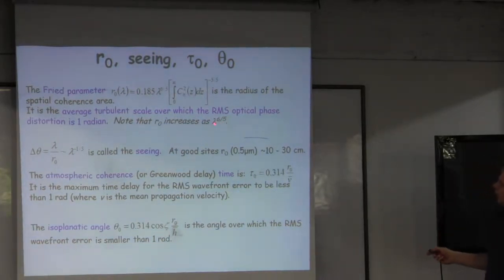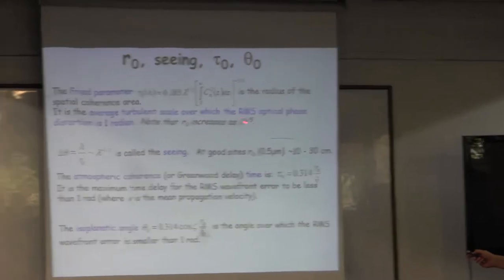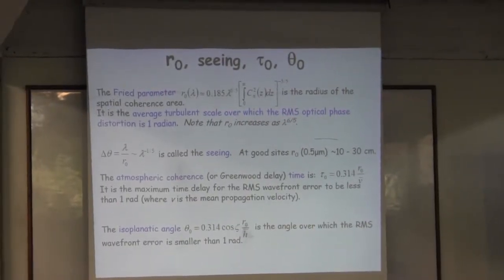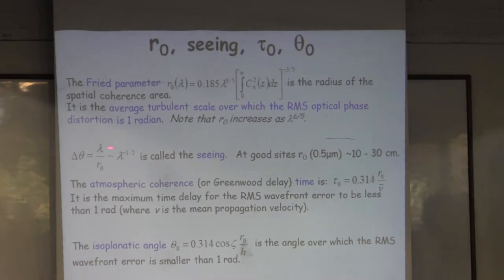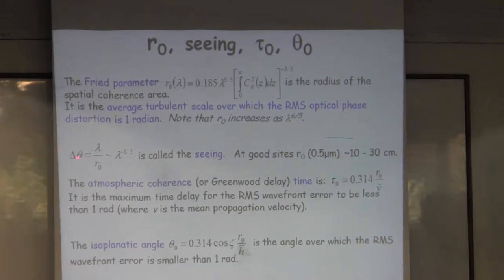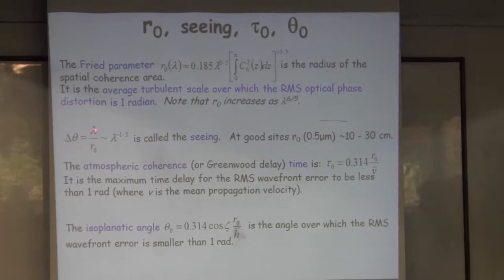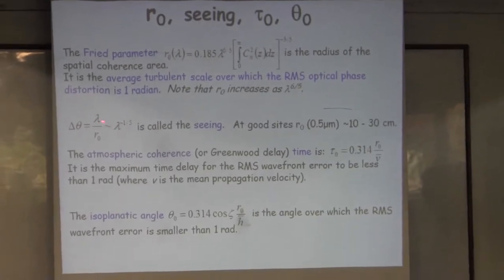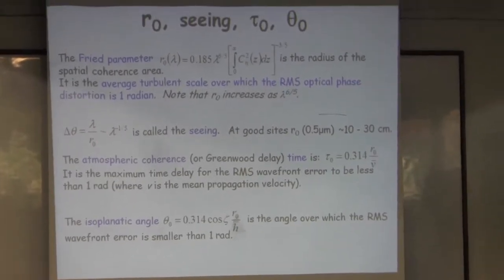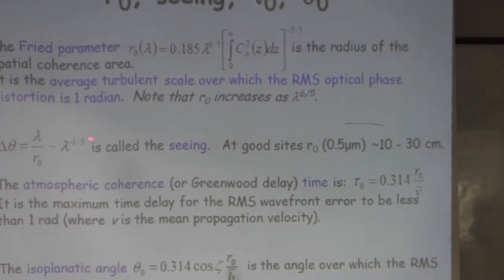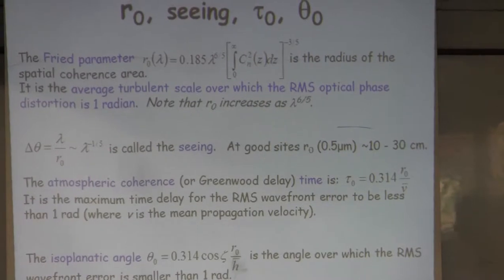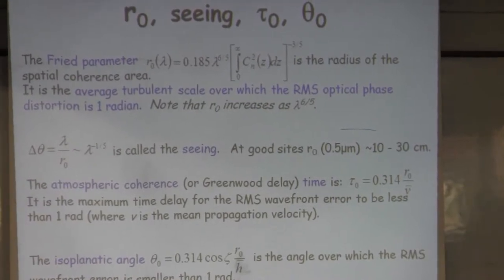There are a couple of scaling relations, namely that r0 increases with wavelength. In a long exposure, what you get is the resolution. Remember what we said before about the diffraction limit, lambda over D. Now if we have turbulence, it's lambda over r0. When you plug this in, you can also see that the seeing slowly improves when you go to longer wavelengths.